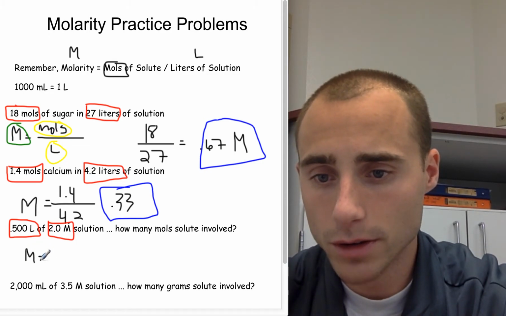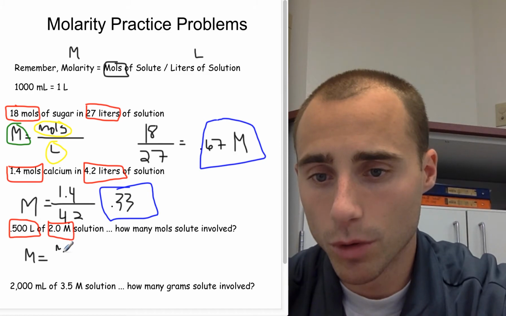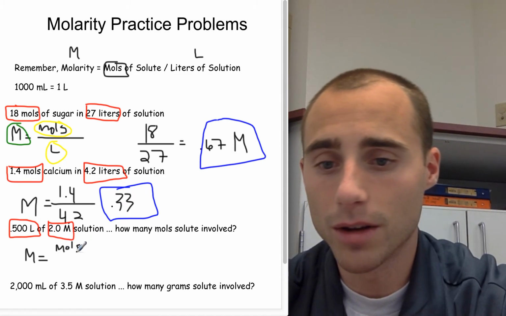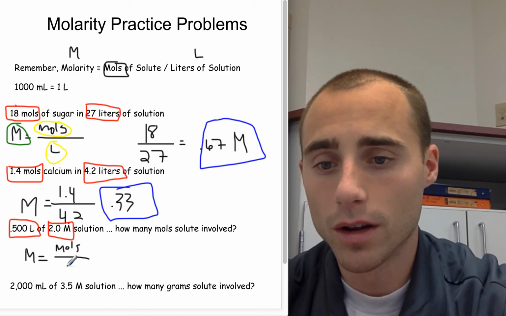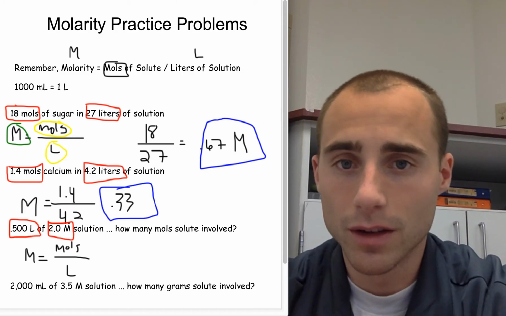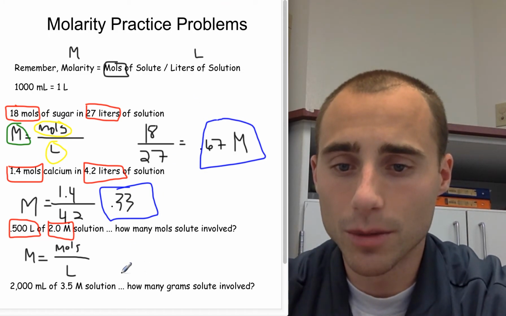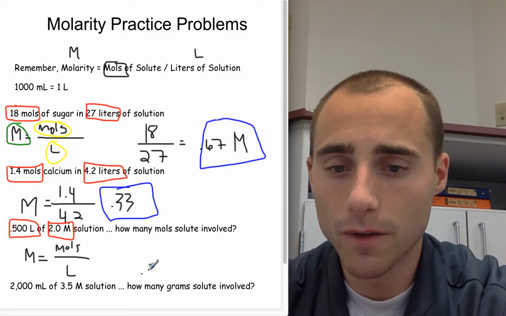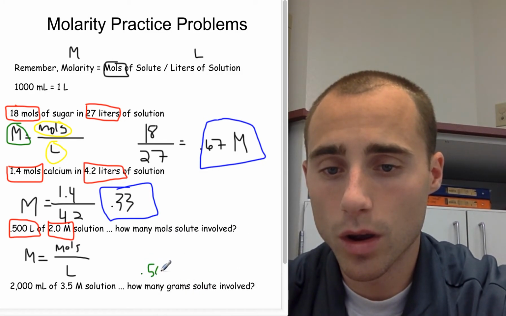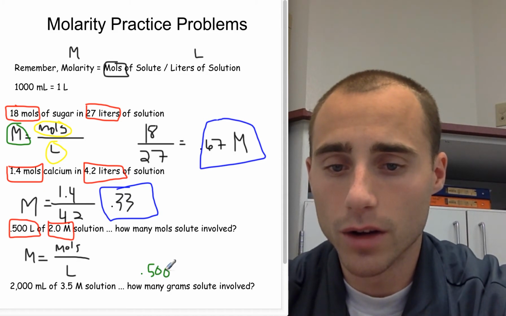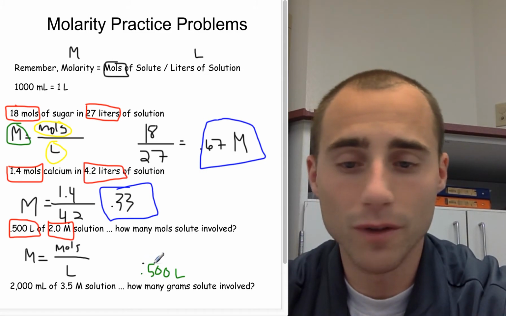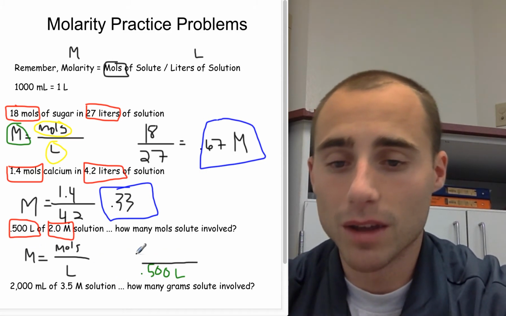You have molarity equals moles over liters. Man, moles take so long to write with this pen. I've got to get better at this. So our first thing we've been given is liters, so we'll go ahead and write liters on the bottom. We've been given 0.500 liters. That's what we have on the bottom of our equation. I'm just filling this in based on the numbers I've been given.